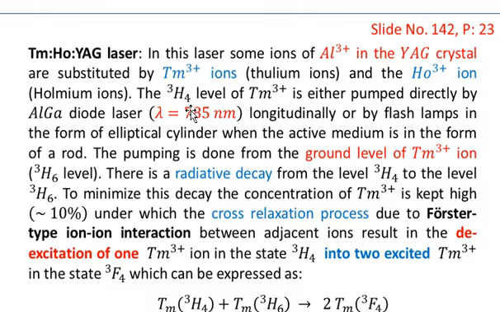The 3H4 level of the thulium is either pumped directly by the aluminium gallium arsenide diode laser at a wavelength of 785 nanometer longitudinally, or by flash lamps in the form of an elliptical cylinder when the active medium is in the form of a rod. The pumping is done from the ground state of the thulium ion, which is the 3H6 level. So let me show you these levels.